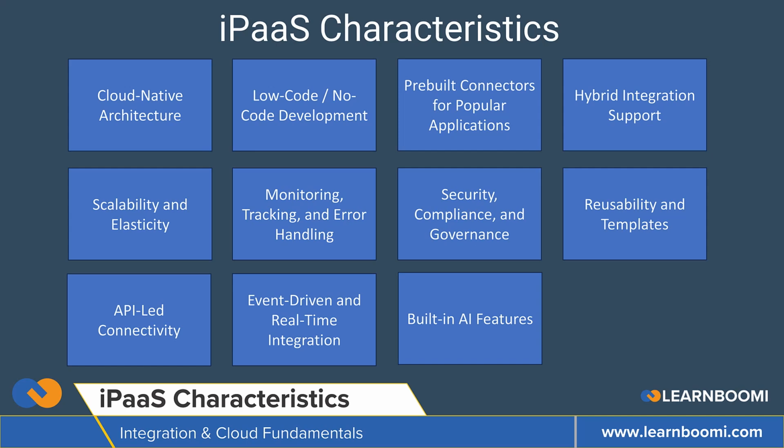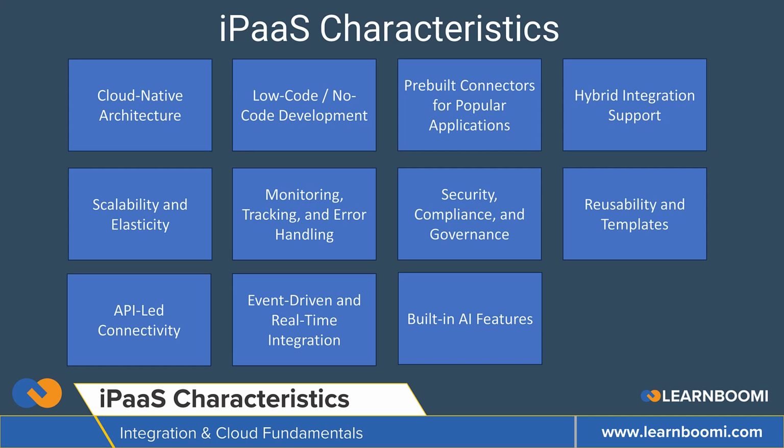Next is monitoring, tracking and error handling. Modern iPaaS provides dashboards to track integration health, success and failure logs, retry options, alerts and notification. How can this help? Teams can quickly identify and fix issues without searching through servers or log files. Let me give you an example. If an API call to SAP fails due to downtime, the iPaaS logs the failure, sends an email alert, allows a one-click retry as well, and provides a detailed error message. This can be helpful for troubleshooting the error.